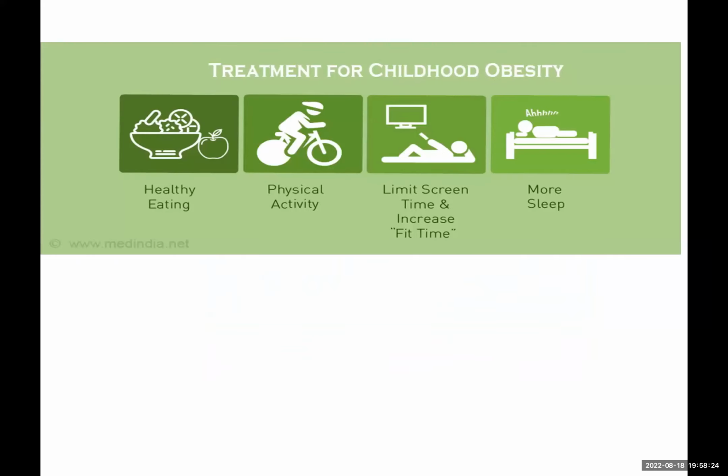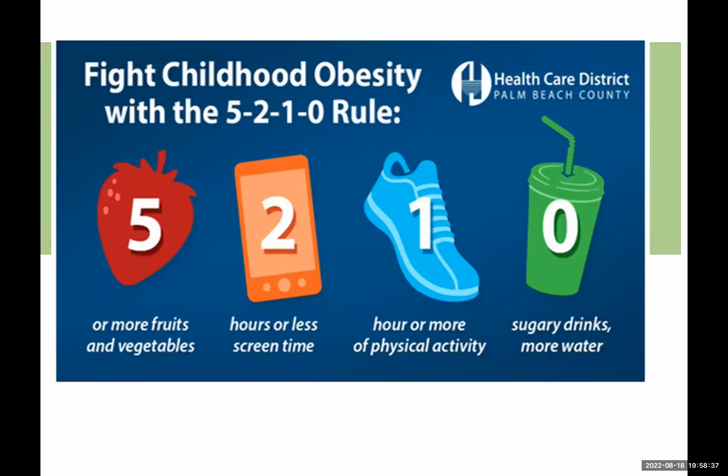The most important things for treatment of childhood obesity are healthy eating, physical activity, limited screen time, increased fit time, and more sleep. The more sleep. And the most important, you have to memorize it, is the rule of 0125. What is the rule of 0125?